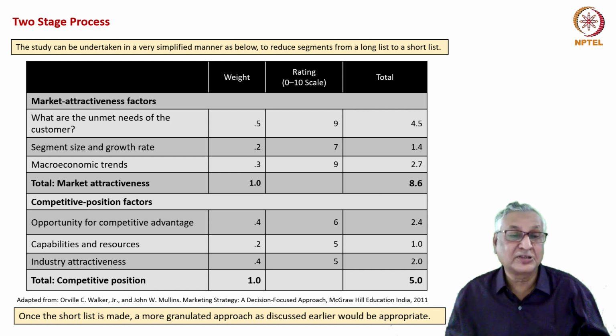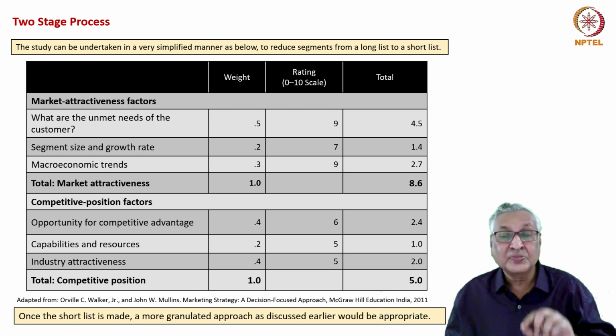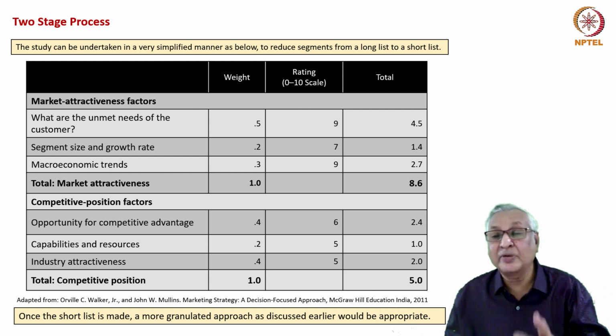If you simulate this to the electric vehicle situation, what are the unmet needs of the customer? The need for a zero emission vehicle or the need for a clean energy vehicle. What is the segment size and growth? It is X, but it will grow at this particular rate. Macroeconomic trends, they are definitely favoring electric vehicles. In this case, the weightage could be 0.5 for the macroeconomic trends, 0.3 for the segment size and growth rate, and only 0.2 for the unmet needs.